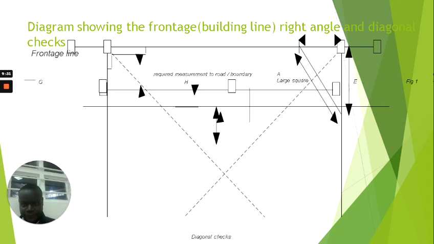You are able to see it? Yeah, you can look at it. We have what we call our existing building. So we are measuring a given length from the existing building, and that's what we call the frontage line or the baseline.